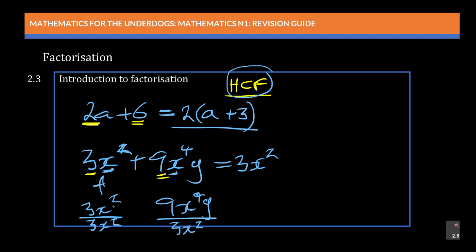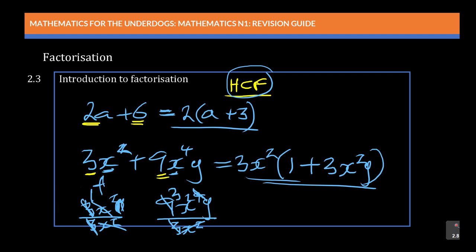Students sometimes get confused. If I say 3 into 3 cancels, x squared cancels x squared, I ask them what is remaining, and then they say nothing. It's 1. 1 is the default. Don't say nothing. When you're saying 3 goes into 3 once, there's that 1. So don't forget, here you're going to put a bracket and say 1 plus, and then 3 goes into 9, 3 times. Then x squared and x to the power 4, how many are at the bottom? There are 2. I'm going to cancel 2 from 4. How many will remain? 2. So I've got 3x squared, and y. I've just factorized. So basically, that is the basic part.